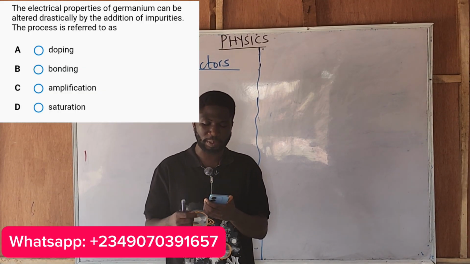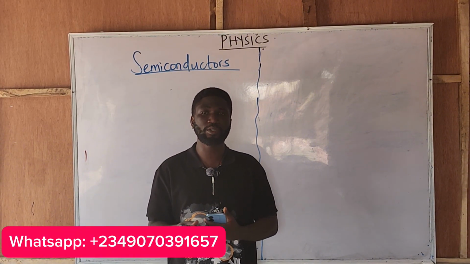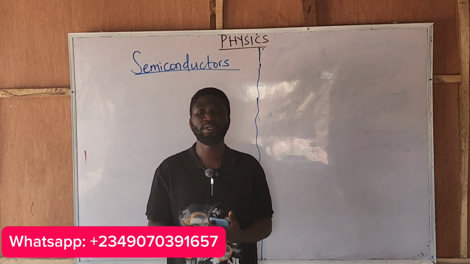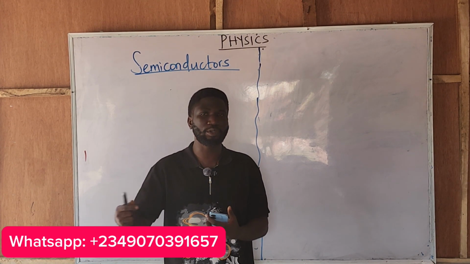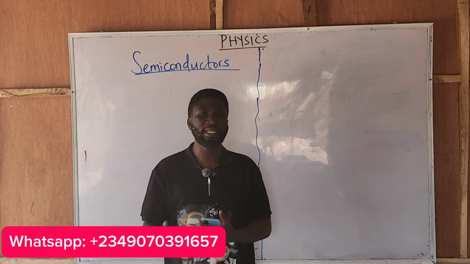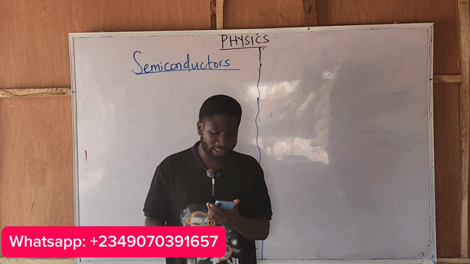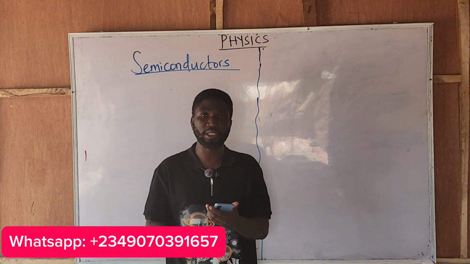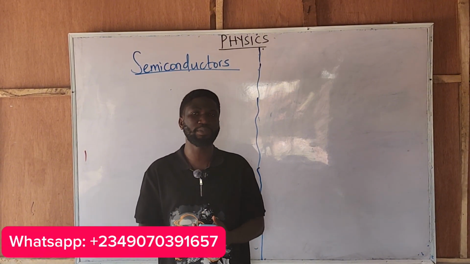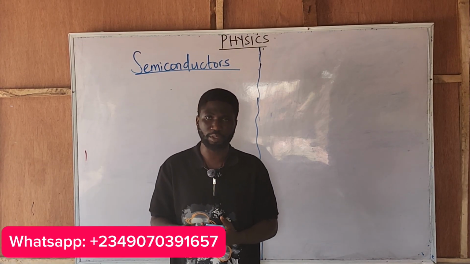The process is referred to as dash. So for a semiconductor, let's say we have silicon or germanium, a pure silicon or a pure germanium, it can actually become an impure semiconductor when we add an impurity. So whenever an impurity is added to a pure semiconductor, that process is called doping. So the correct option there is option B. So that is what we call doping. So doping actually involves the process by which an impurity is added to a pure semiconductor.